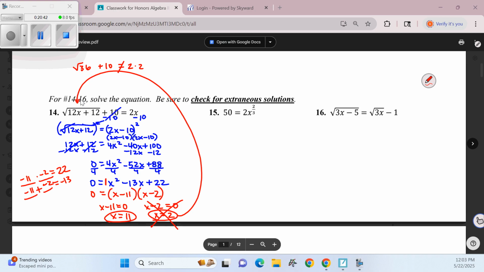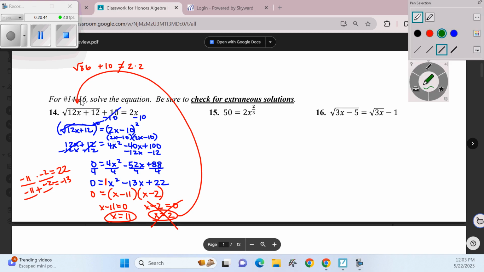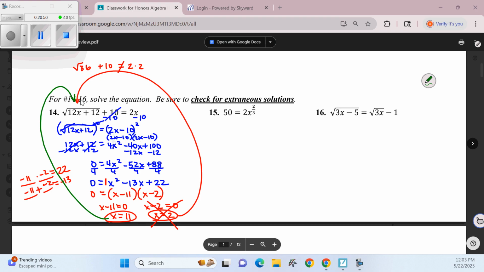When we go up and check, I'll do this in a different color just so that we can see it clearly. When we go up and check the x equals 11, we get 12 times 11 plus 12, 132, plus the 12, we end up with the square root of 144, plus 10 equals 2 times 11. Square root of 144 is 12, plus 10 is 22, equals 22. That guy checks out. So this is the only solution. This one right here is extraneous.